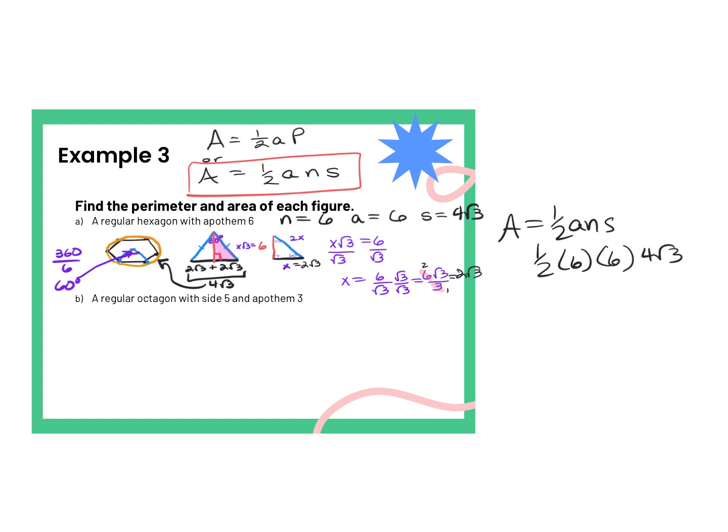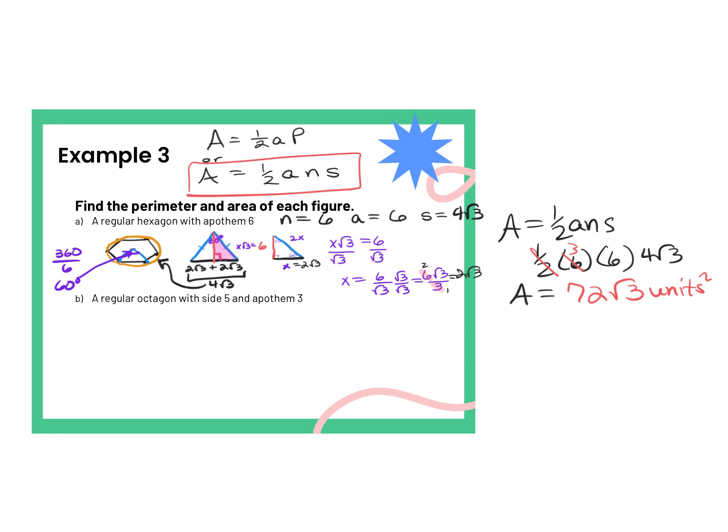So now I'm going to multiply these 3 together. Once I multiply, again, you could take half of 6, make it 3. And now I'm going to multiply 3 times 6 times 4. 3 times 6 is 18 times 4, 72 square root 3. And notice there were no units given on this, so I'm just going to say units squared. Pretty good there.